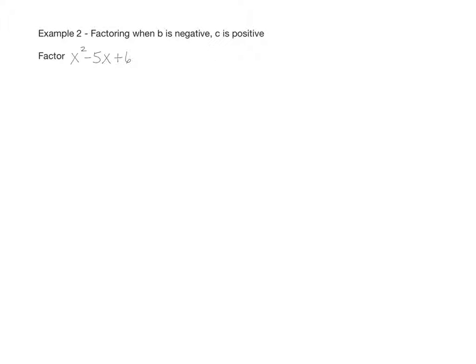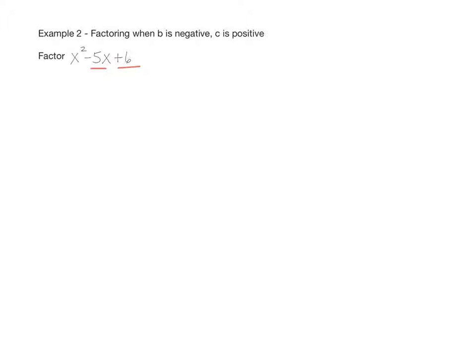We're going to learn another example of how to factor a given trinomial, this time where our second term is a negative value, which in this case is -5. That's our b. And our third term, which is 6, is going to be positive, which is represented by the letter c.